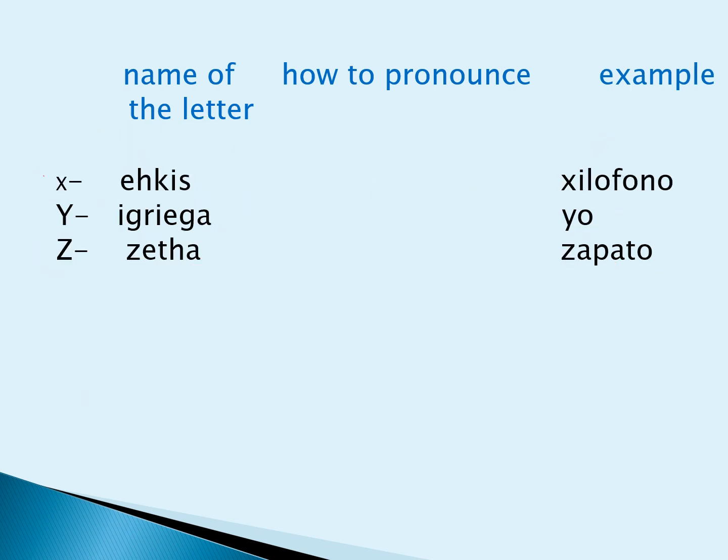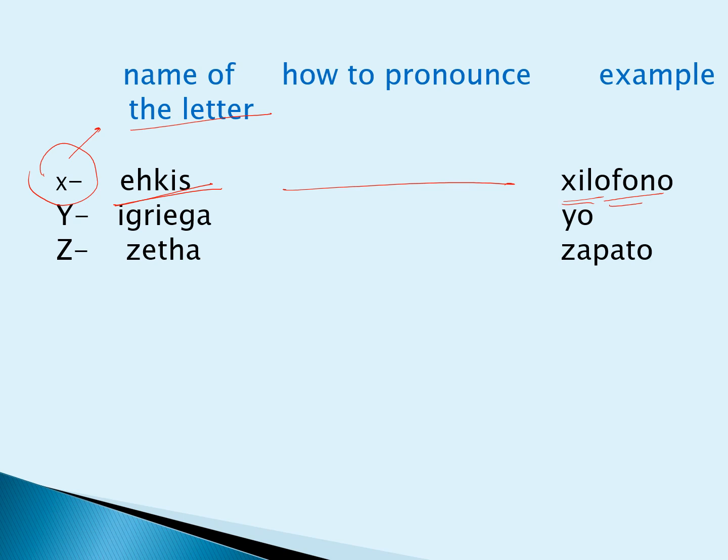In English, this letter is X. But in Spanish, what's the name of the letter? X. Example. Xylophone. Xylophone means this is actually one kind of music instrument.